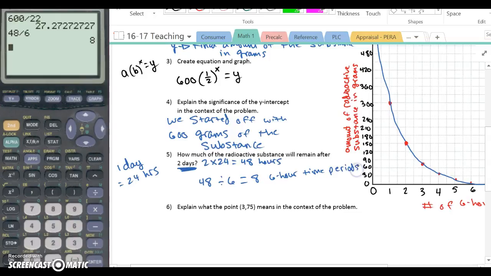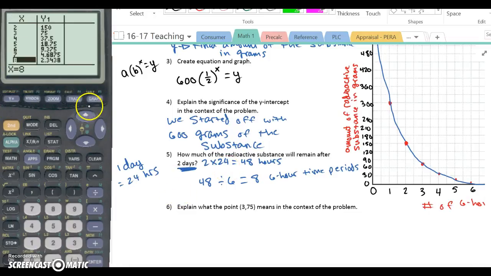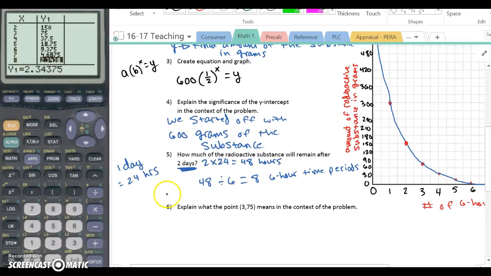So what's your y value? What's the amount of substance when x equals 8? So let's look at our table. It's pretty easy just to read it. 2.3438. Let's round to 3 spots after the decimal. So after 2 days, I'm going to have 2.344 grams.